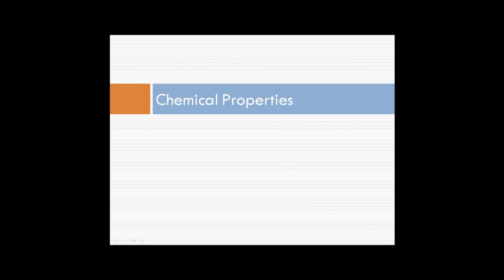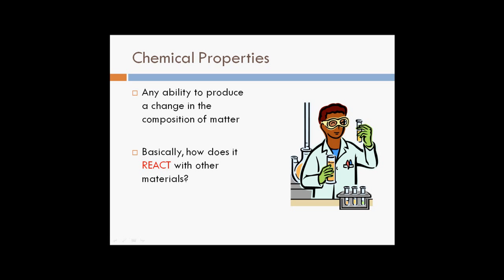So chemical properties. What are chemical properties? Why are they different from physical properties? Chemical properties are the ability to produce a change in the composition of matter. So basically, how does it react with other materials? Now you've got to remember that chemistry started from alchemy, which means that we started by basically having a bunch of guys sitting around saying, let's see what happens when we mix these two things together. Sometimes it goes well, sometimes it doesn't.